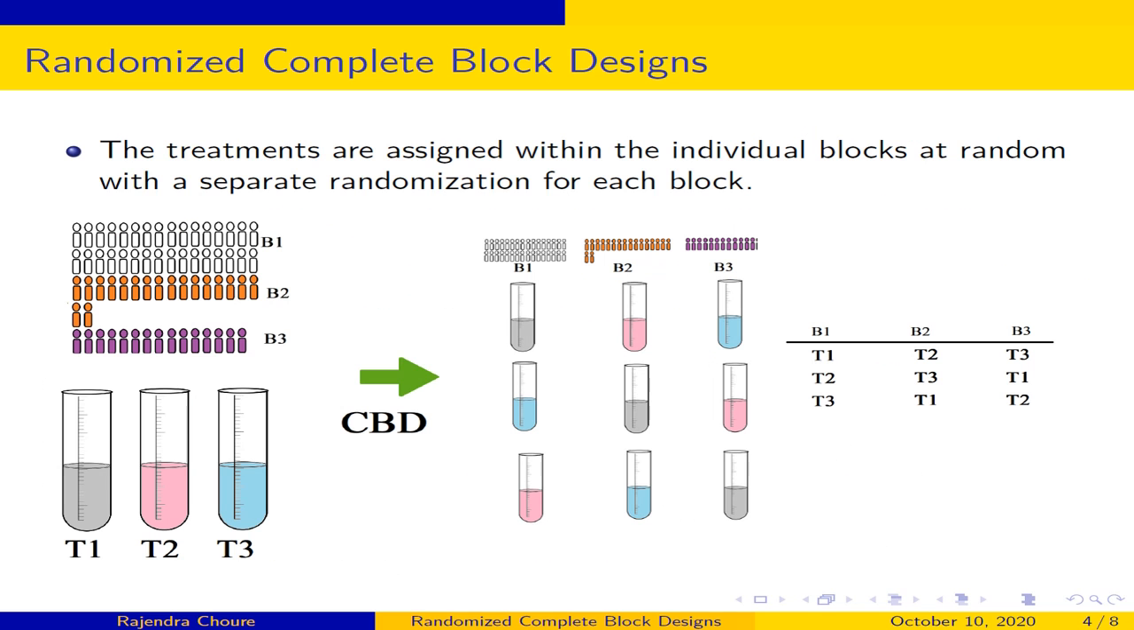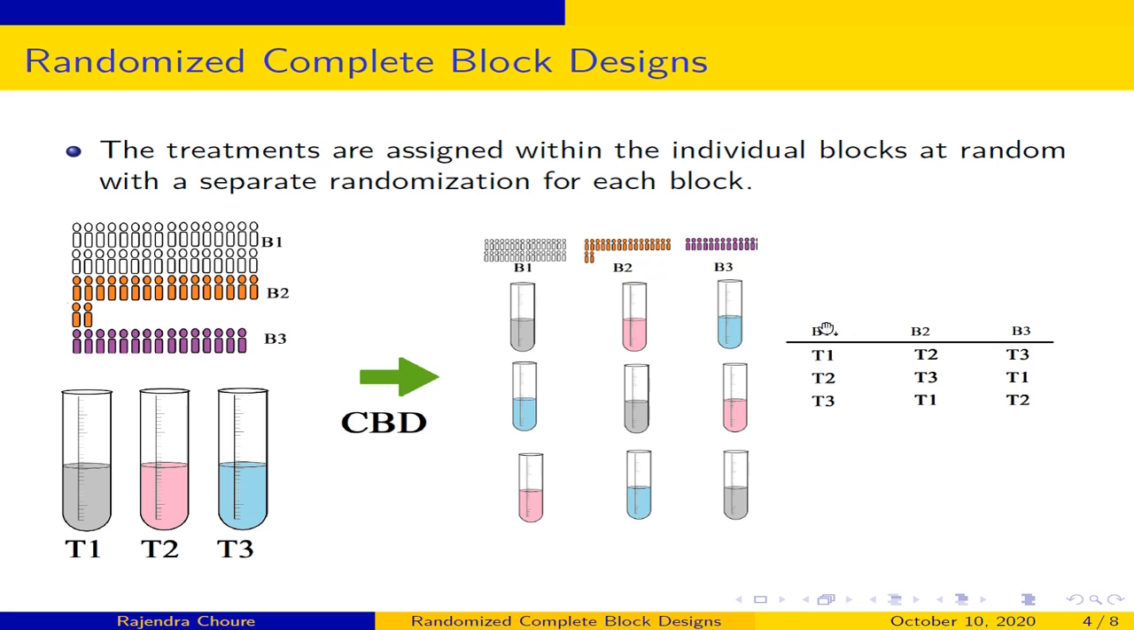We will understand with this schematic. Here, these three blocks are there, B1, B2 and B3. And to these three blocks, three treatments are given, T1, T2 and T3. And each block has all these three treatments. In B1, T1, T2, T3 is there. B2, T2, T3, T1 is there. All three treatments are getting representation in all these three blocks.